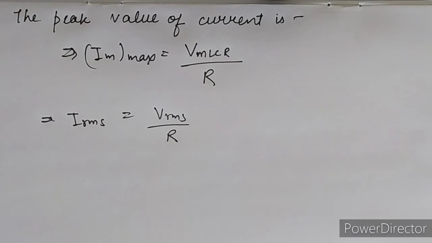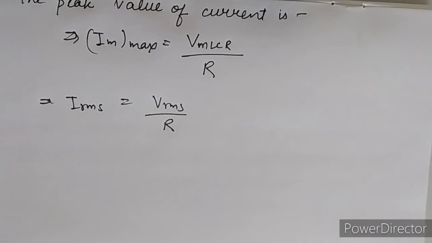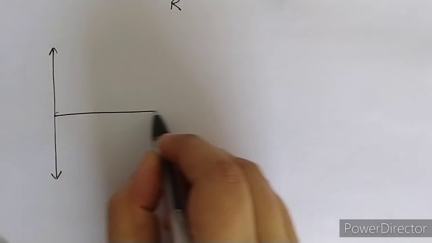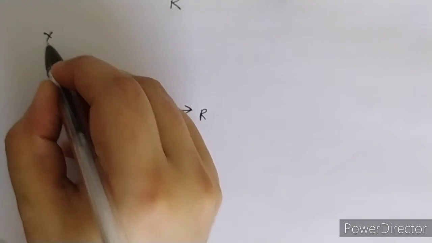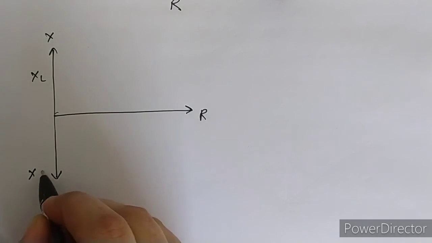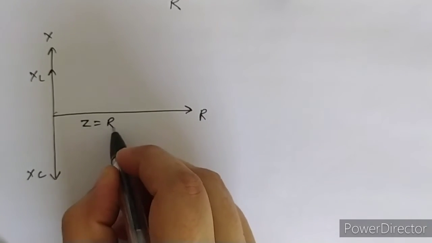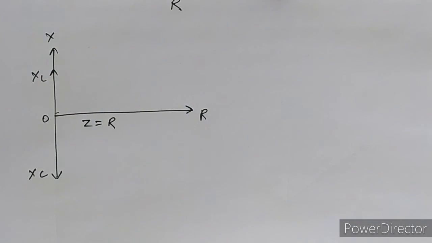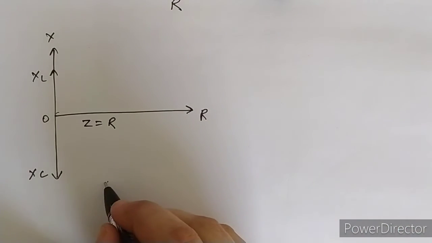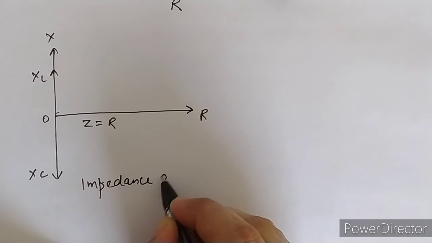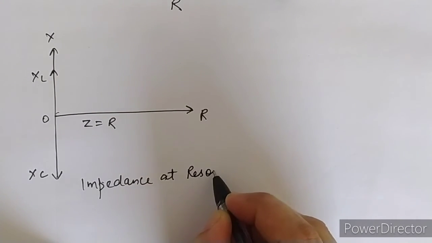I am just plotting the diagram so you can easily understand the things. This will be your impedance diagram. So here are the reactances XL, XC. Okay, and this will be Z is equal to R. The entire impedance will be equal to R, the resistance. This will be your impedance at resonance.